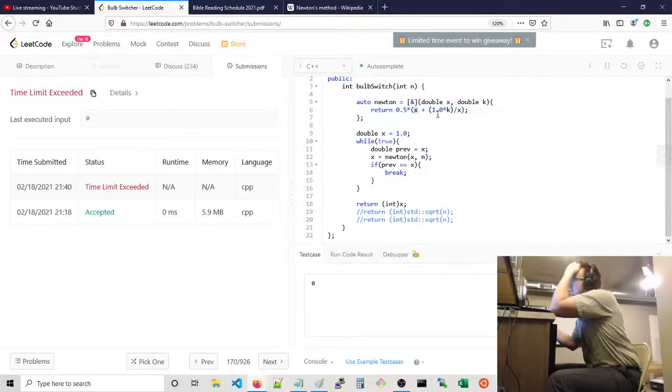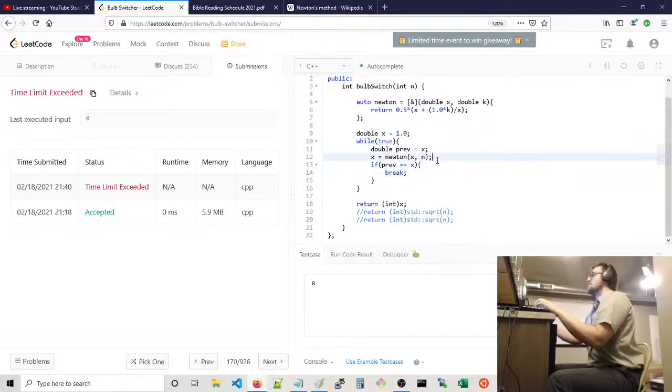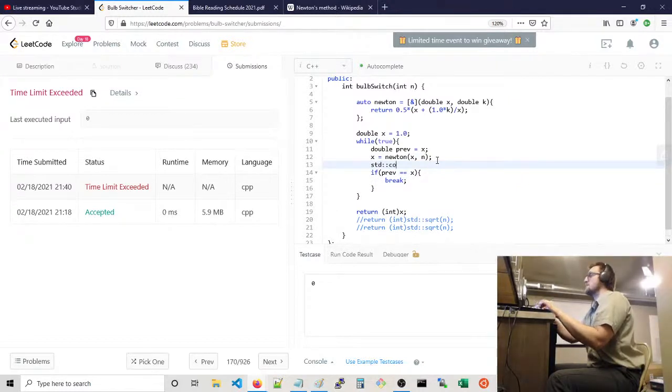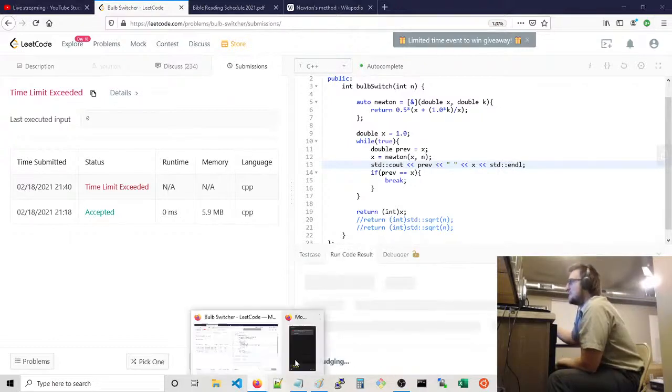This is a half of, well, what's k? K is 0, I think, right? So this is just 0. It's a half of 1. Really, this doesn't, I think this actually should work. Let's see how we do.